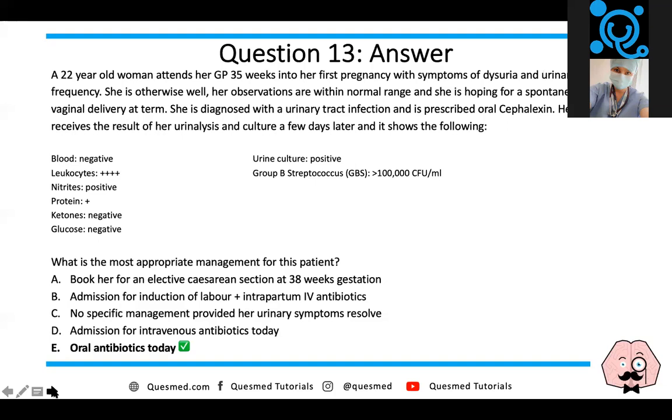And there's no indication for induction at 35 weeks here. However, if and when she does go into labour, she would get IV antibiotics. And we don't just leave group B strep, we do offer antibiotic treatment and IV intrapartum antibiotics. So the correct answer here is oral antibiotics today, because at the end of the day, she's got a UTI, we need to treat that.